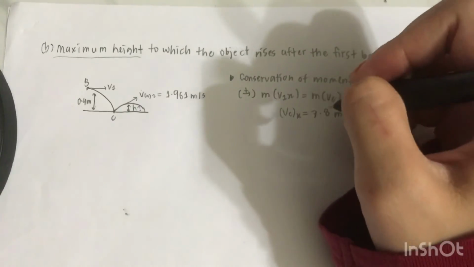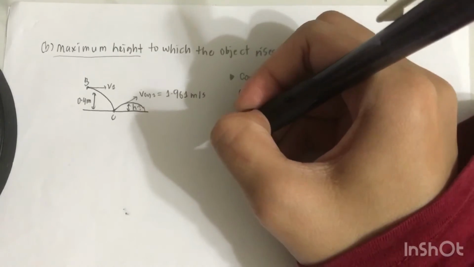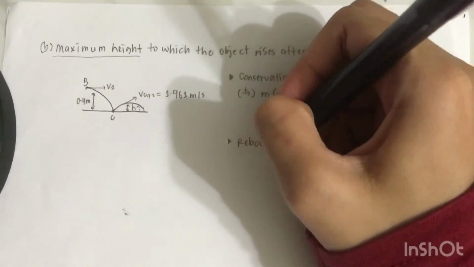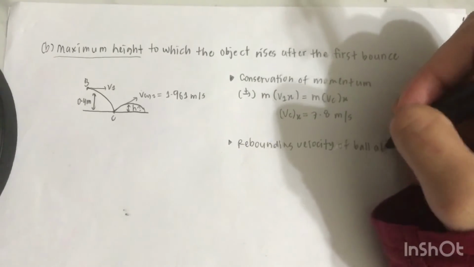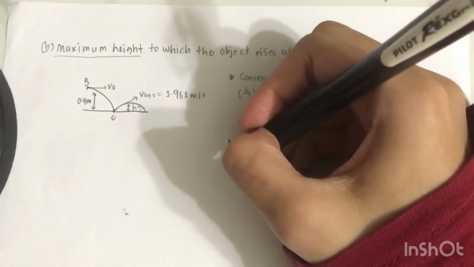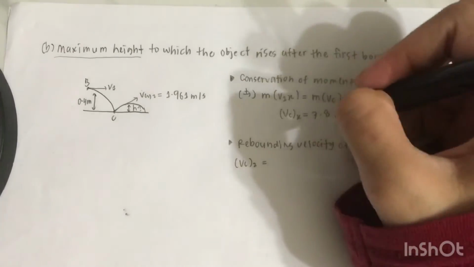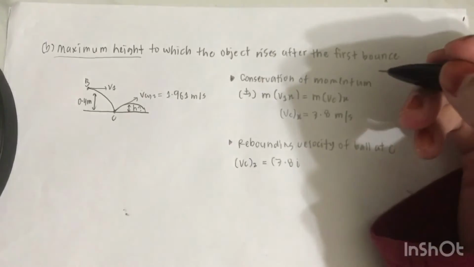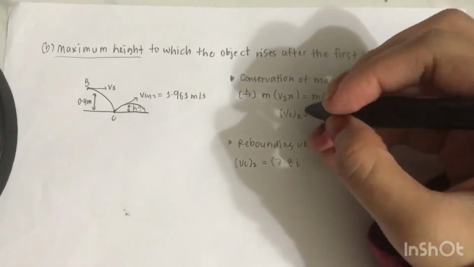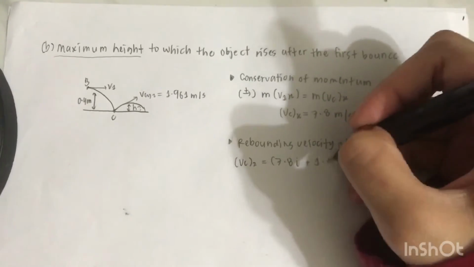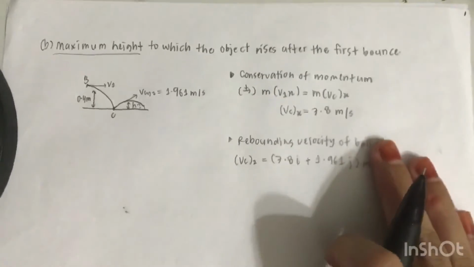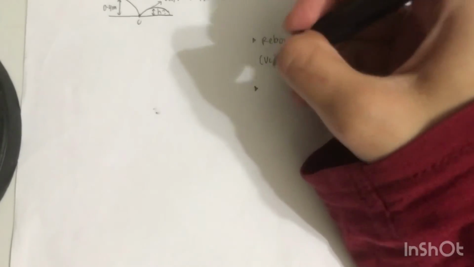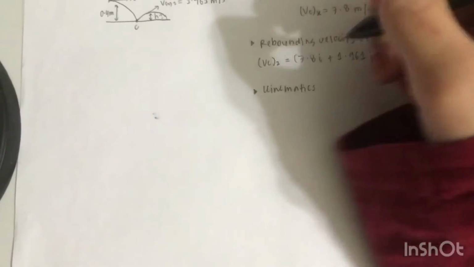Next we will substitute this value into the vector equation, which is the rebounding velocity of the ball at C. The vector form will be VC2 equal to 7.8 i, which is the x component, plus 1.961 j, which is the y component, meter per second. Next, in the last step, we can substitute into the kinematics equation.